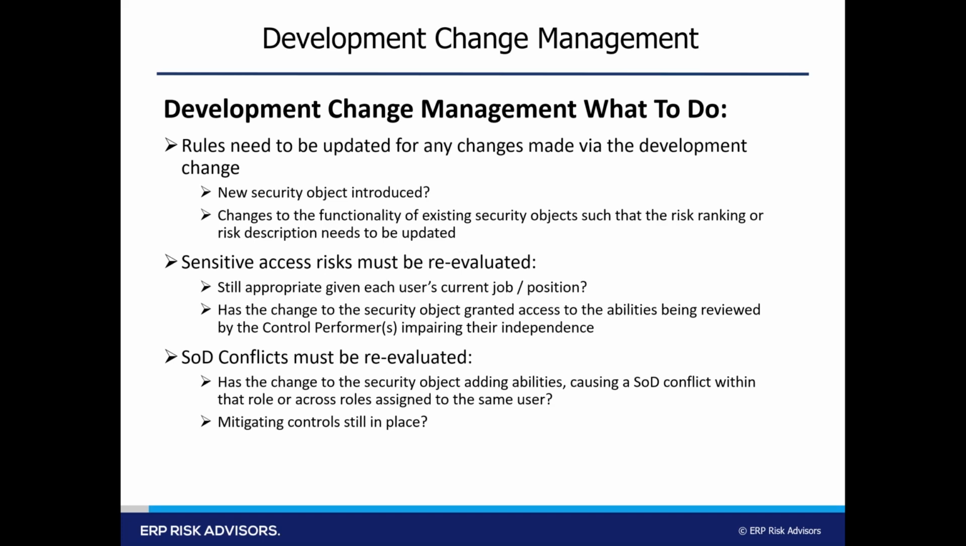Whenever you're implementing new custom development within the application that gets moved into production, those new security objects, so functions and concurrent programs in EBS, for example, should be mapped into your risk library. From an SOD and sensitive access perspective, every time you're moving something into production, that should be part of your change management process.